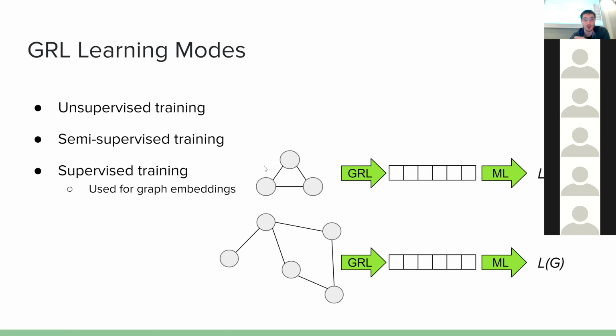So are there any questions on these different ways to train graph representation learning models? I have a question. Okay, let's start with Vanjush.